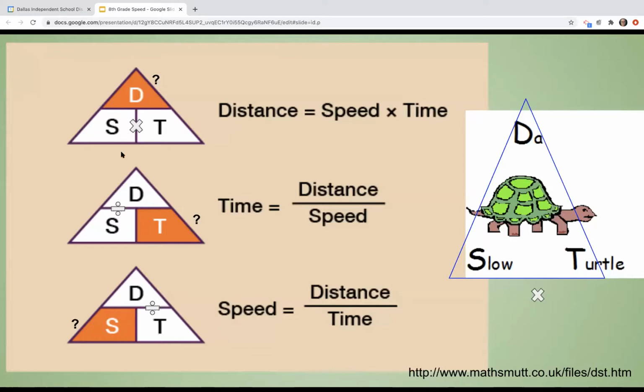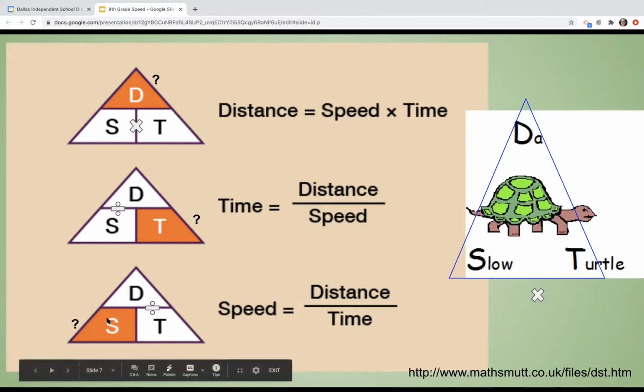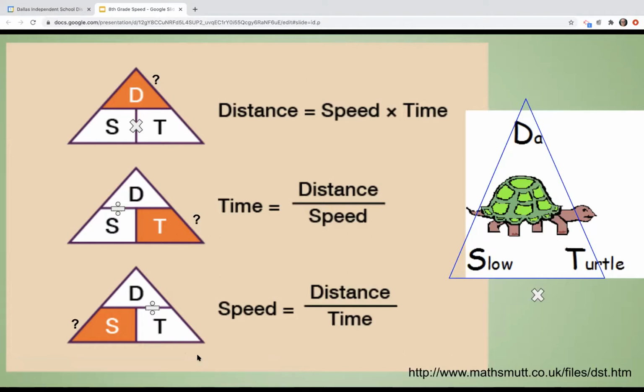The way the triangle method works is, if you don't know your distance, then you're going to multiply speed by your time, and that will give you your distance. If you don't know your time, all you're going to do is distance divided by speed. And if you don't know your speed, all you're going to do is your distance divided by time. So that's a quick and easy way to remember whether you're dividing or multiplying.